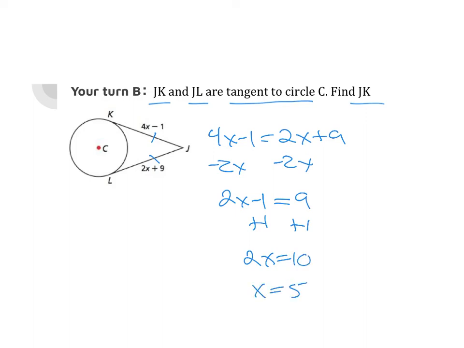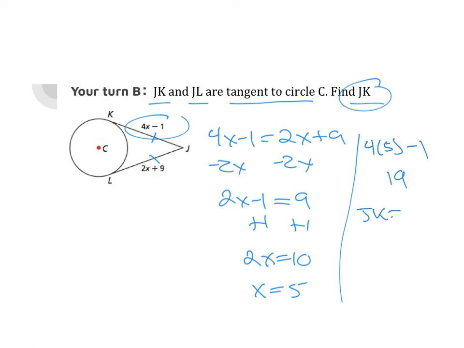Our question is to go ahead and find JK, so I'm going to take that x and plug it into my expression for JK, which was 4x minus 1. So now instead of 4x minus 1, we have 4 times 5 minus 1, which is going to be 19, which tells me that JK is going to equal 19. And again, since our tangents are congruent, that would also mean that JL also equals 19.